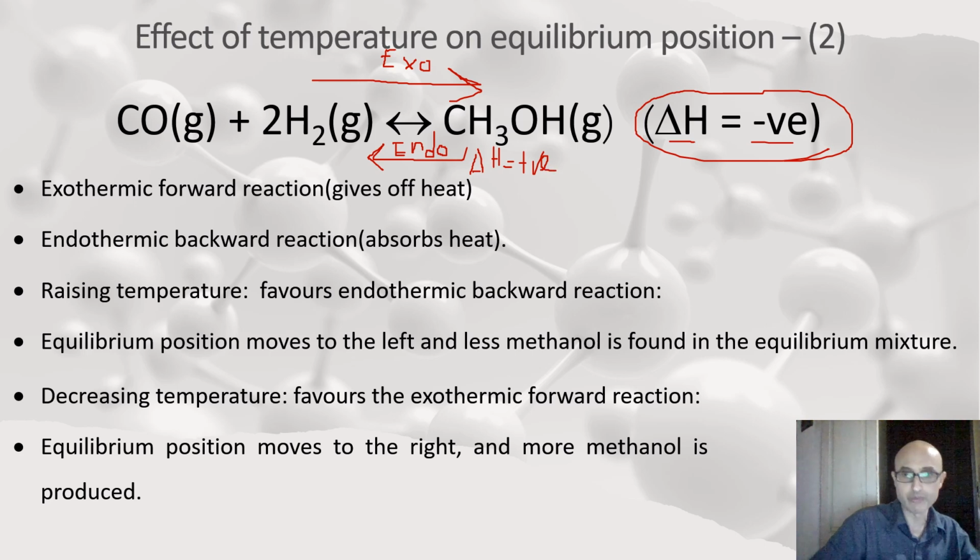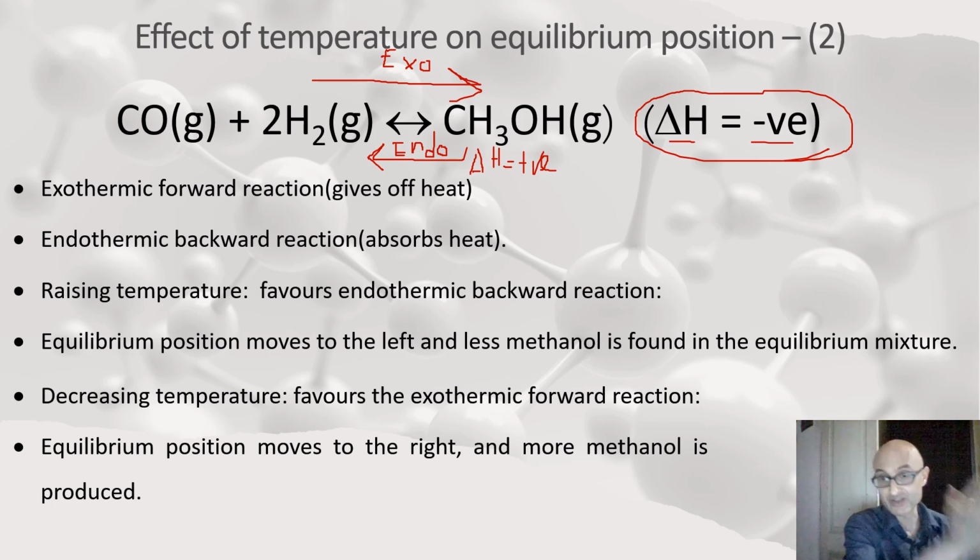Because it must be opposite to the forward reaction. Now, if we want to favor the product, let us say that we are producing methanol and we want to favor the product, how can we play around with the temperature to favor the product?